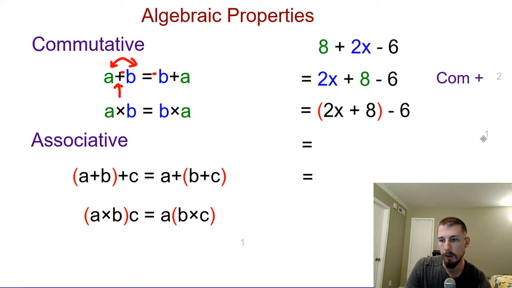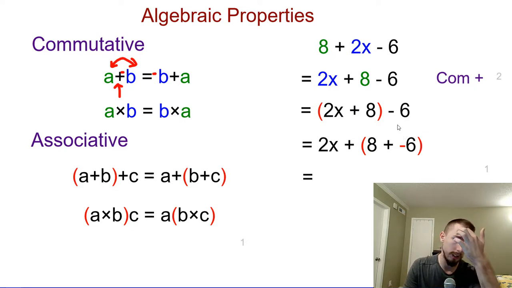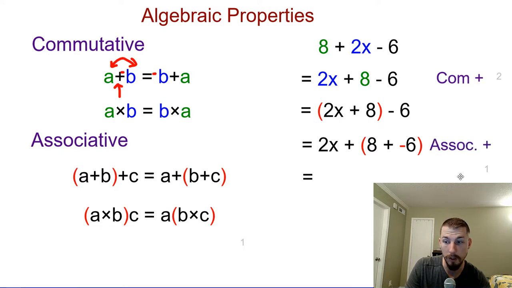And then next we want to change the parentheses from the first two to the last two. Again, we have to change this from minus 6 to plus a negative 6. Technically it would work either way, but it's just good practice to do that. So this is going to be the associative property of addition because we're regrouping about addition between those two. And again, the associative property of subtraction is not a thing, so we can't do that.